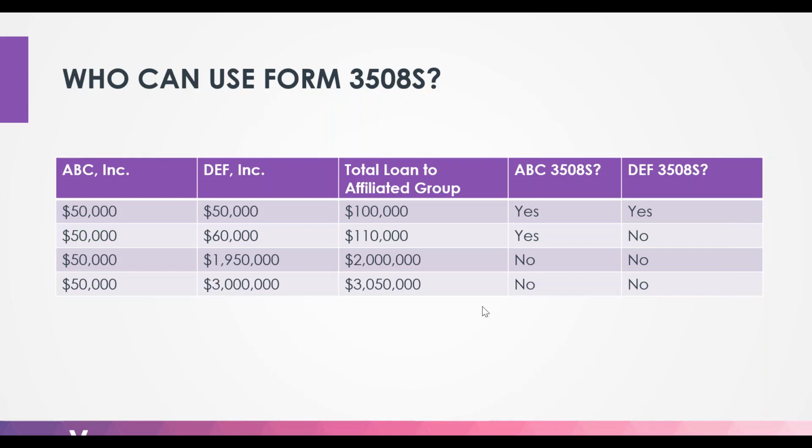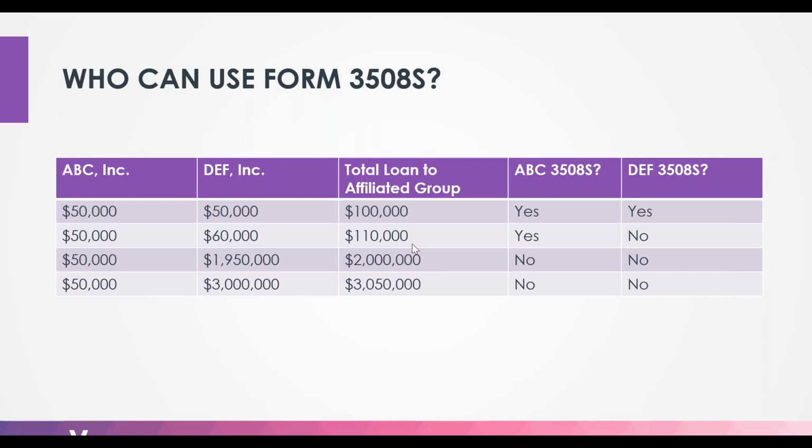What about the third scenario? Well, ABC took a loan of $50,000. DEF took $1,950,000. They're part of an affiliated group, so the total is $2 million. Neither ABC nor DEF can use the simplified process. Now, they could still use the EZ process if they qualify for that, but they may not use the simplified process, and that's even though ABC's own loan was only $50,000. And if it hadn't been part of this affiliated group, ABC would have qualified. But by virtue of being in the affiliated group, it's disqualified.